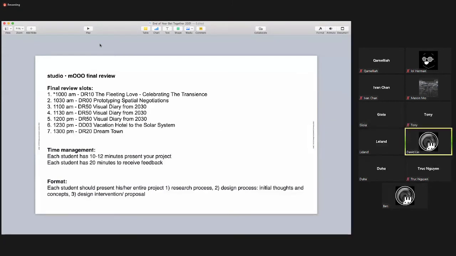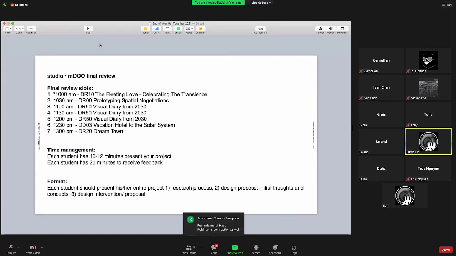So today is the final review, and after today, all of you should focus on realizing your project through beautiful drawings, videos, and things like that. It's about packaging and presenting your project in early January. The format will be the same. You have 10 to 12 minutes to present your project.